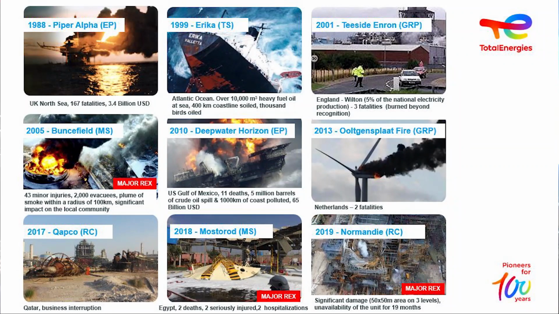So we have 11 deaths, 5 million liters, which is about 700 and something thousand liters spilled into the sea, and then covered about 1,000 kilometers of coastline, which is like traveling all the way from Lagos to Kano, and all you can see is oil spill. That's the impact of that incident.